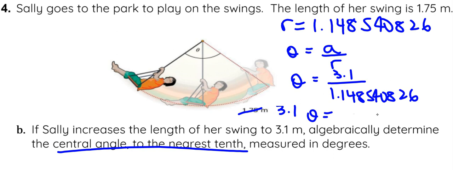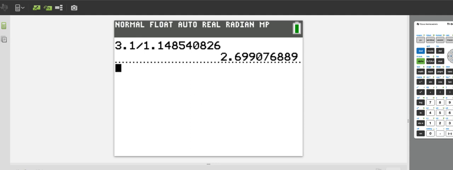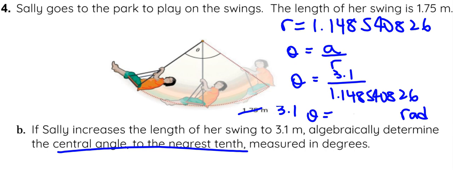So I'm going to start first of all with our angle in radians, and then I'm going to switch that into degrees. Okay, so let's start with our radians first. We'll go into our calculator, and I'm going to take 3.1 and divide it by that radius, which was the unrounded from part A. So that's 1.148540826. So this is my angle in radians, okay? So about 2.7 radians.